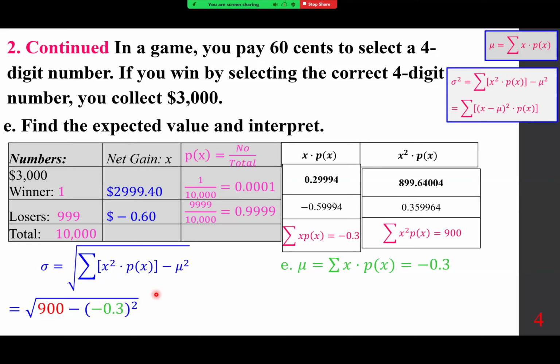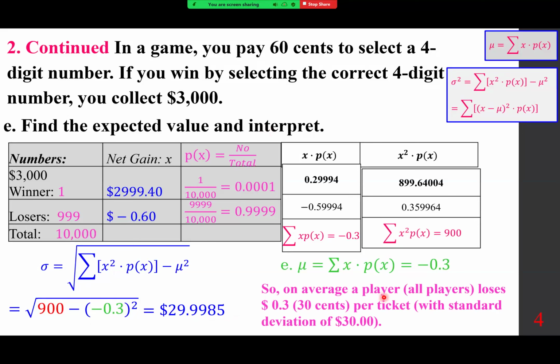It is almost 900 because 0.3 squared is 0.09. So you take a root of that and you get 29.9985, almost 30. What is the meaning of that? This is what's important. The interpretation of this is more important than anything else. What does it mean? So what? So on average, a player loses $0.3, meaning 30 cents per ticket, with a standard deviation of $30 on the average. That's the concept of expected value.